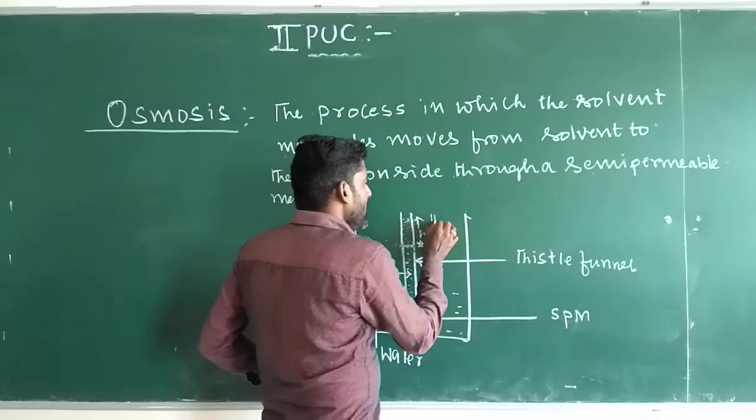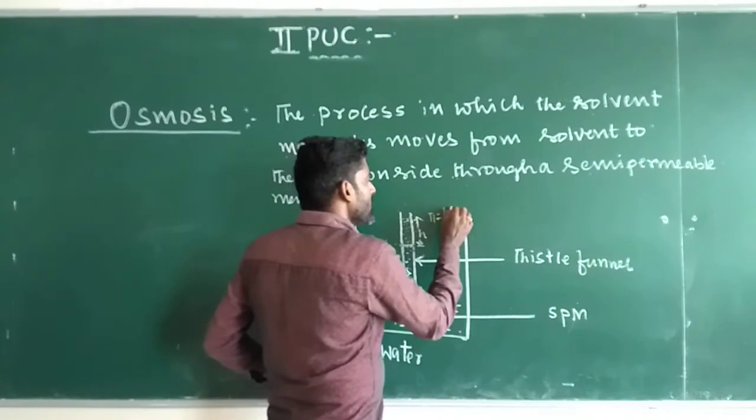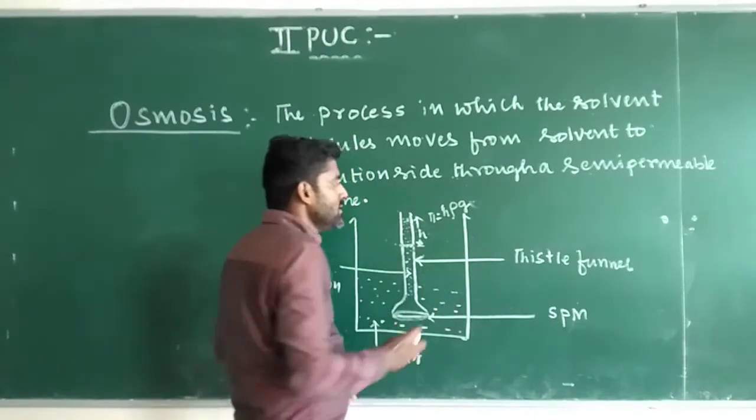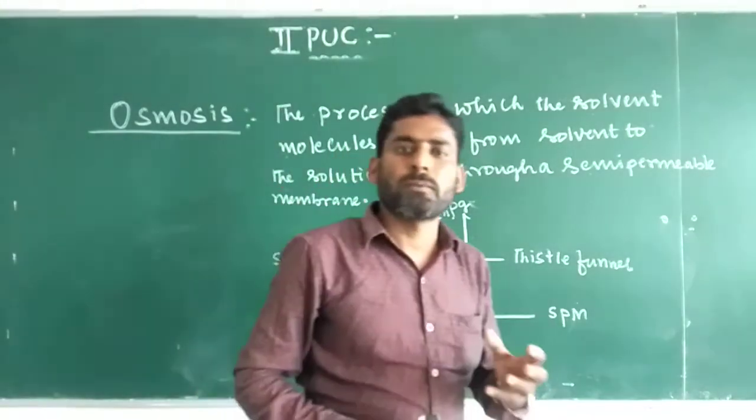So pi is equal to H rho g, that is, H into rho into g. Pi is nothing but the osmotic pressure.